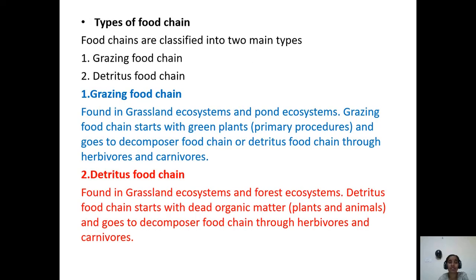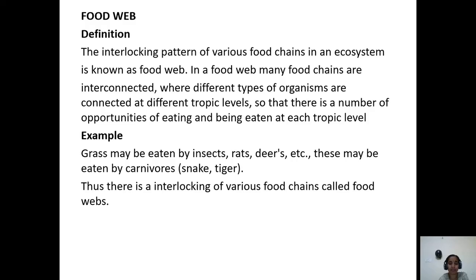So this is the classification of the food chain: grazing food chain and detritus food chain. Grazing food chain starts with the producers and goes in the sequence herbivores, primary carnivores, secondary carnivores, and then tertiary carnivores. Detritus food chain starts with the dead body, dead organic matter.